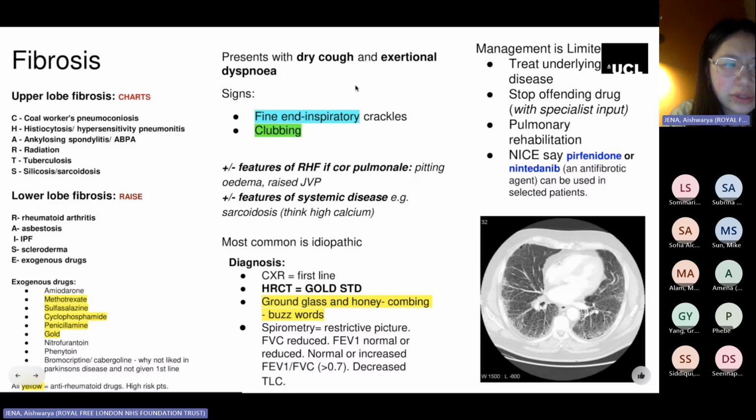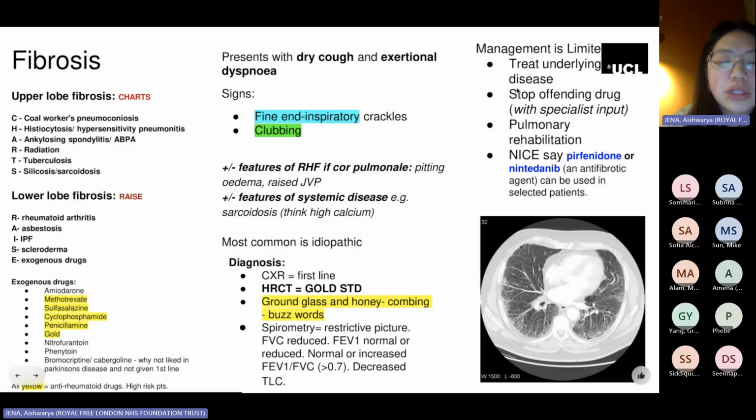Someone said that, for example, asbestosis, you remember it like it would be quite a heavy thing so that it would fall down towards the lower end of your lungs. So methotrexate, sulfasalazine, cyclophosphamide, and penicillamine and gold. These are all the drugs that would cause lower lobe fibrosis.